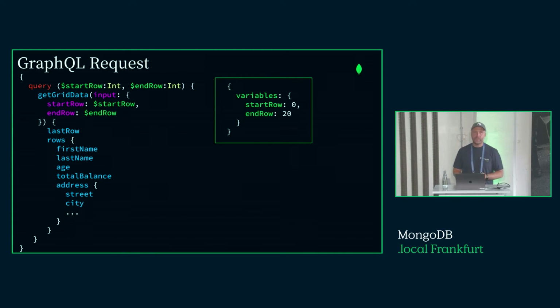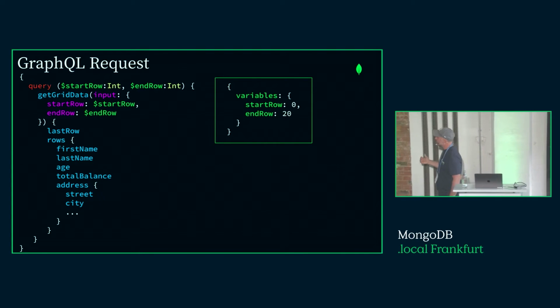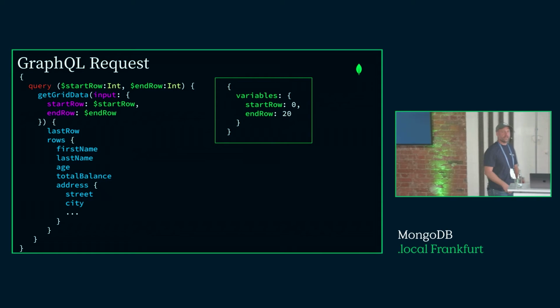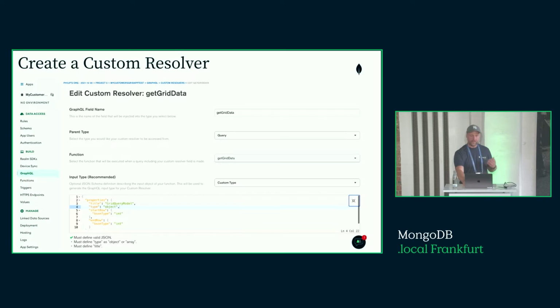So what does AG-grid send us here? As I said, it sends a start row, it sends an end row, and it expects to have the data in a rows array, and this last row must have the number of total rows you would like to display. So how to do that? Therefore, you need what we call a custom resolver.